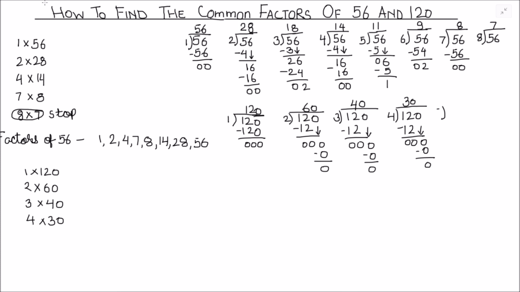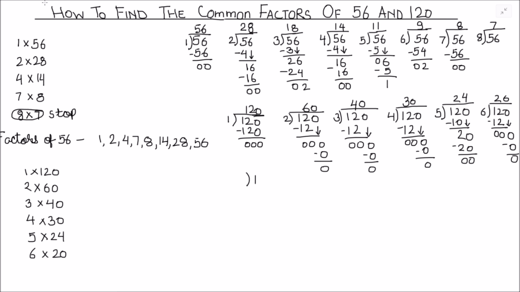Next we'll divide by 5. 5 times 2 is 10 and 2 is remainder. Then we'll drop down 0 and 5 times 4 is 20. So the two factors we got from this division are 5 times 24. Next we'll divide 120 by 6. So 6 times 2 is 12 and 6 times 0 is 0. So we got two factors as 6 times 20.